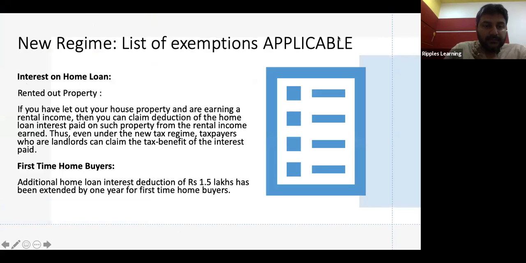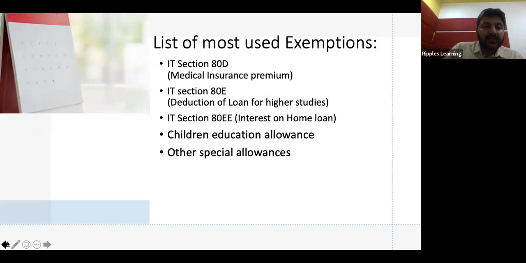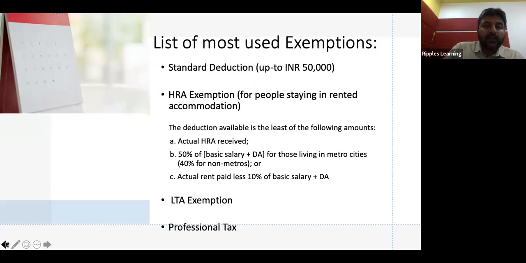Now coming to the new regime, remember, all these exemptions that we were talking about previously cannot be claimed. So under the new regime, you cannot claim standard deduction. Under the new regime, you cannot claim HRA exemption. Under the new regime, you cannot claim LTA, professional tax.